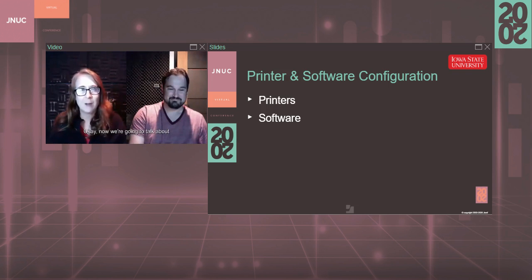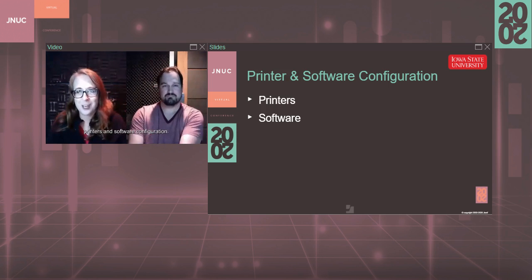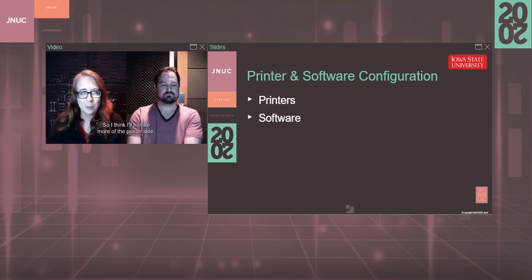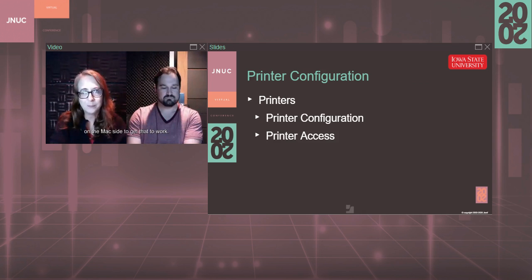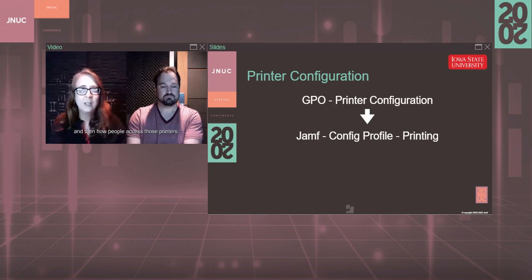Okay, now we're going to talk about printers and software configuration. I'll handle more of the printer side, and then Chris is going to talk to you about some software installations and some of the pieces that need to be done on the Mac side to get that to work. Talking about printer configuration, there are two parts to this: you have your configuration, and then how people access those printers.